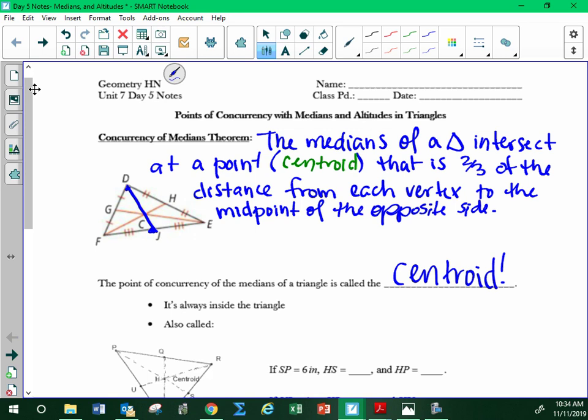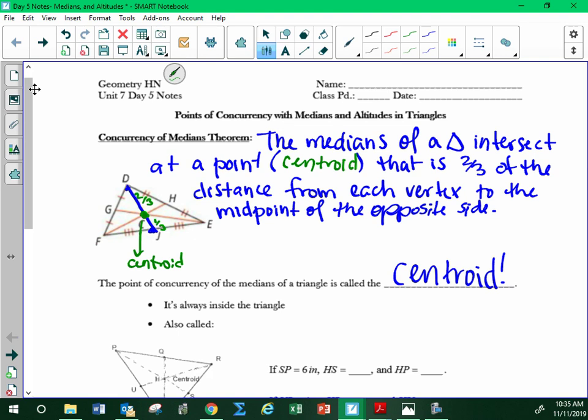Let's talk about what that means. So our median, that we drew here in blue. First of all, which point represents our centroid? C. So here's our centroid. Basically what this does is it breaks my median up into a 2/3 chunk and a 1/3 chunk. So it's 2/3 the distance from each vertex to the midpoint of the opposite side. So from my centroid to the vertex is 2/3 of the whole thing, and from my centroid to the side is 1/3.